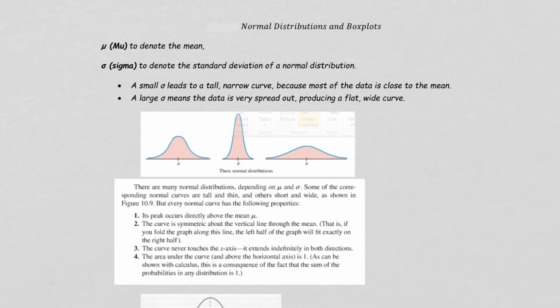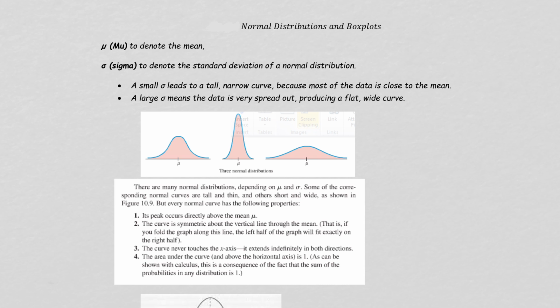This lesson we're going to talk about normal distributions and box plots. For the normal distributions, when we're talking about the mean, we're going to use this mu sign for the means. And for the standard deviation, we're going to use the sigma for the standard deviation notation.